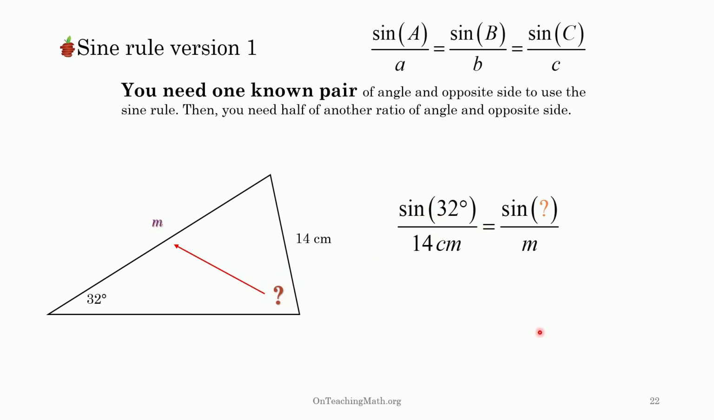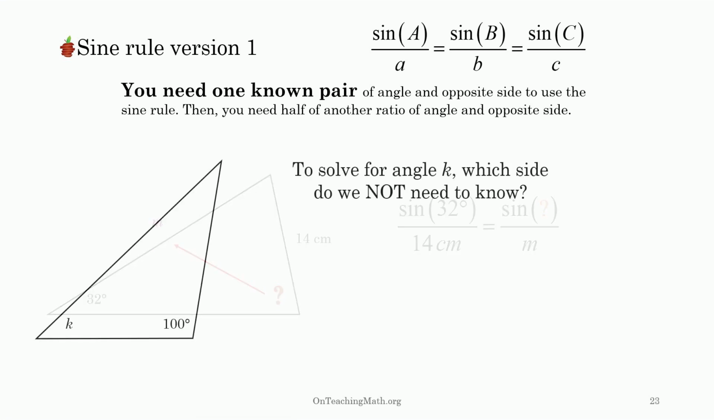All right, so let's get into an example with some numbers so we can actually see how this formula works. Run through an example, shall we? So here we have this triangle over here. We have the angle marked 100. We have the angle marked K.